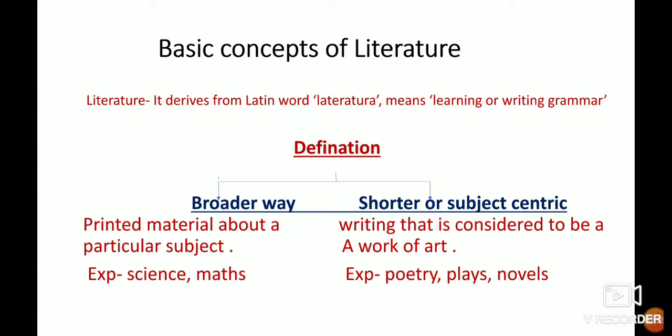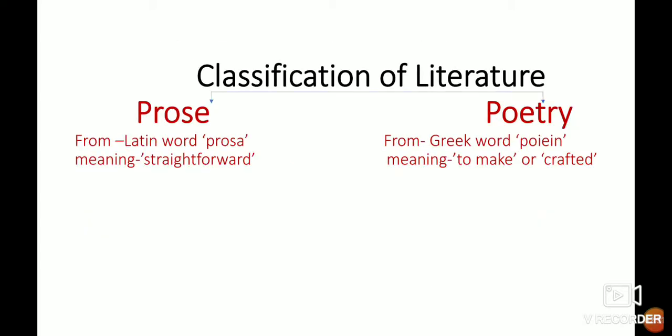Okay students, now we move towards the classification of literature. Broadly we divide it into two. The first is prose and the second is poetry. The word prose is derived from the Latin word prosa. What's the meaning of this word prosa? Straightforward. Okay, and what do you call prose in Hindi? Gadya.